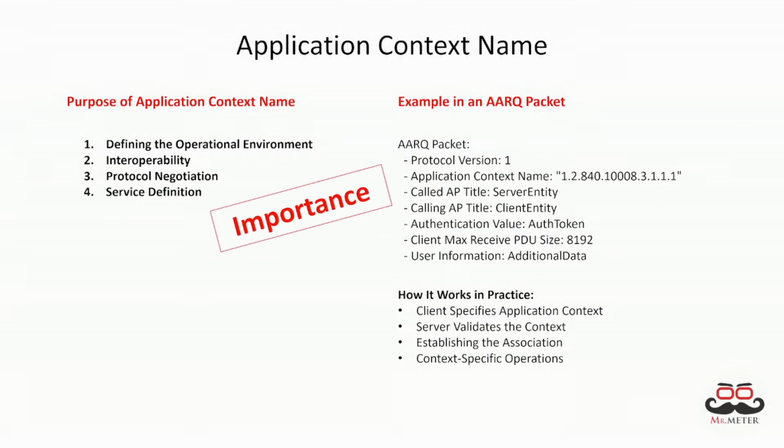The importance of the application context name is that it's essential for ensuring that both the client and the server are on the same page regarding the services and protocols to be used during the communication. It helps prevent misunderstandings and ensures that the association is conducted within a mutually understood and supported framework, which is critical for the successful execution of networked applications, especially in complex environments like healthcare, finance, or industrial systems.